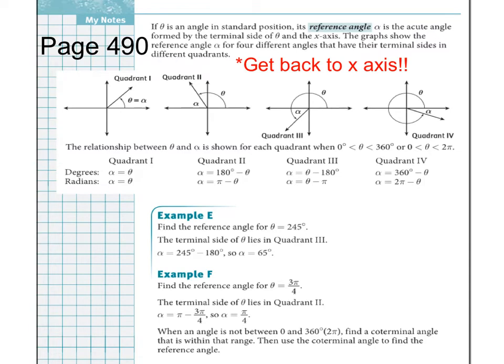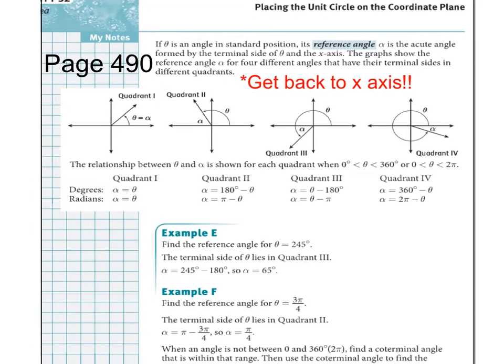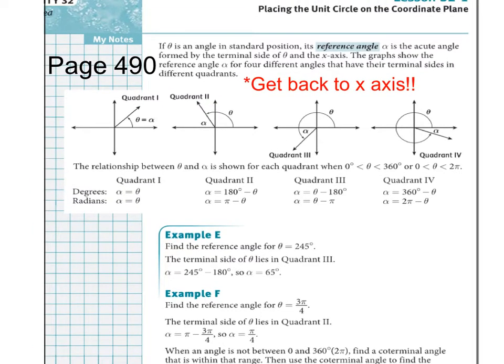So let's talk about this idea of a reference angle. I'm going to do a few examples here. Up top here, if theta is an angle in standard position, its reference angle, alpha, is the acute angle formed by the terminal side of the angle and the x-axis. That's key. You always get back to the x-axis. So for example, if this was the terminal side of the angle, the acute angle to get back to the x-axis would be right there. So in quadrant 1, the reference angle is just the actual angle. And we'll see examples in a second.